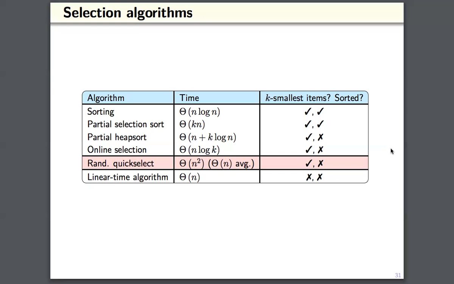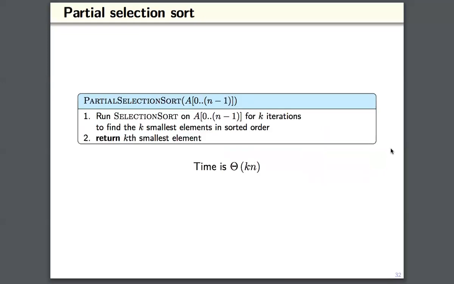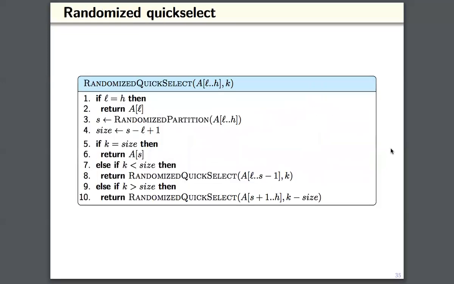Probably that works when n is huge, that would be faster in practice, but for normal values, so practical values of n, which fits in a laptop and all, quick select is probably fastest. Okay, let's skip all this. Let's move to randomized quick select.